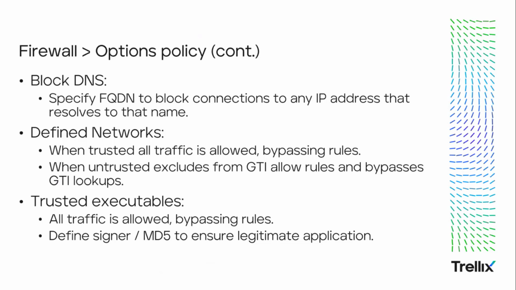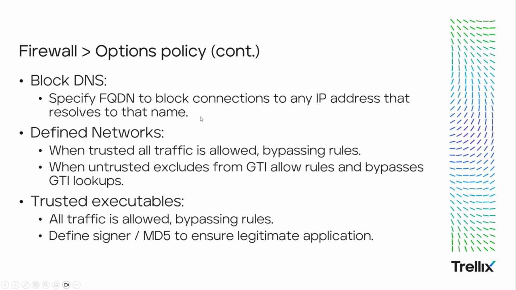You define the FQDN, and what the firewall will do is resolve any IP addresses that the client is attempting to connect to, and if they match any of those FQDNs specified in this section, then the connection itself would just be blocked outright, and it won't even go any further to analyzing traffic or anything like that. The whole connection will be blocked.